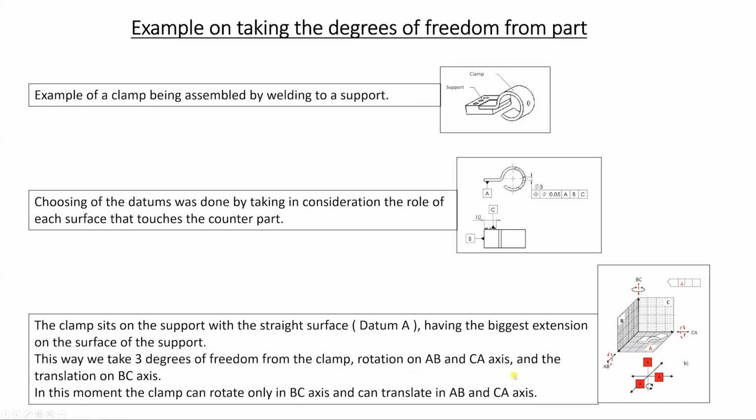The rotation on AB and CA axis. Okay, so AB, so the clamp will not be able to rotate on the AB axis, and also will not be able to rotate on the CA axis. Okay, and it will take also the translation on the BC axis. BC axis is this one, right? BC axis. So it will not be able to translate on the BC axis anymore.